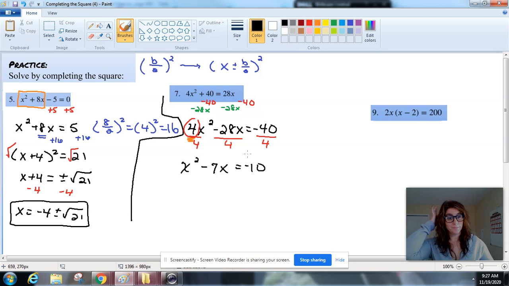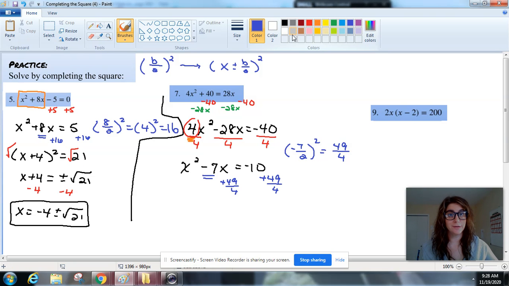Okay, now I'm at this point. Here I can do my completing the square. My b term is a negative 7. So negative 7 over 2 squared. Well, it doesn't divide. I'm going to leave it as that fraction. My negative 7 over 2 squared is 49 over 4, square top and bottom. So I'm going to add that to both sides. Don't let fractions scare you, please. They're not that difficult to work with.